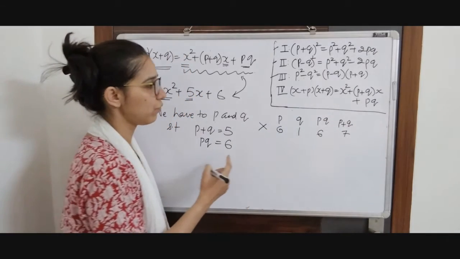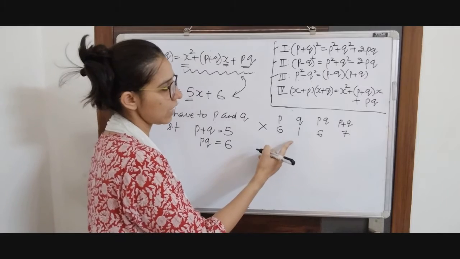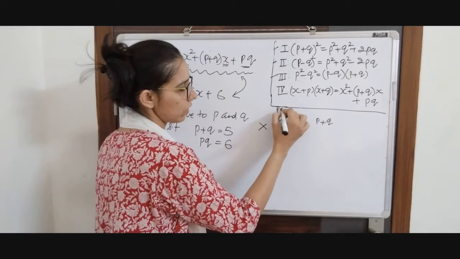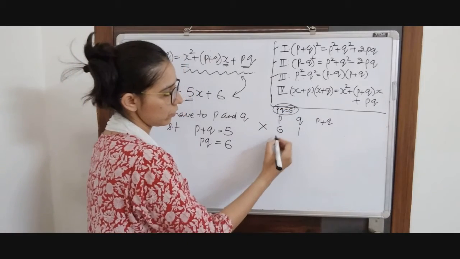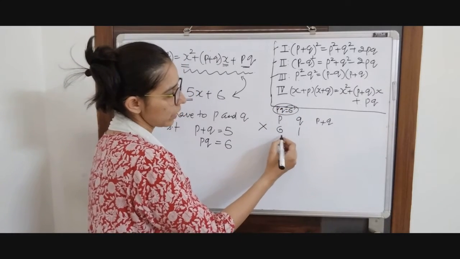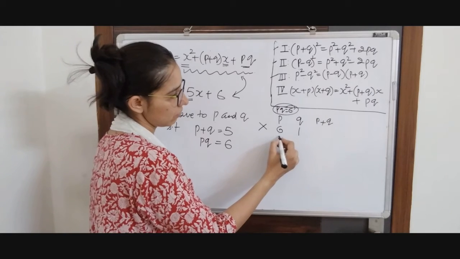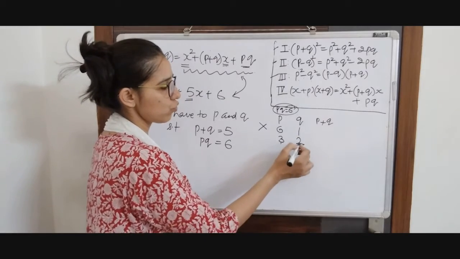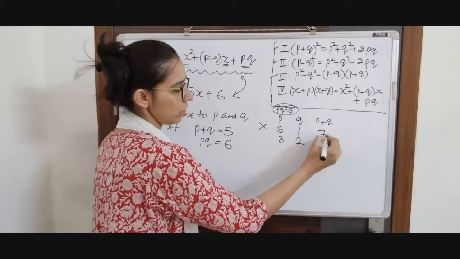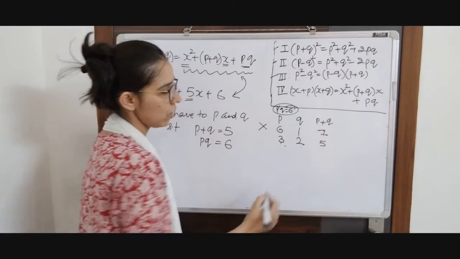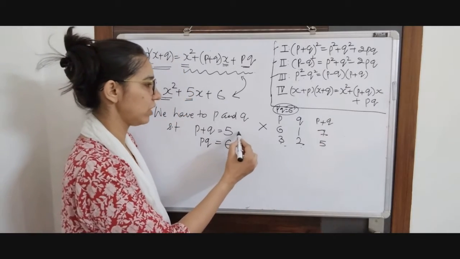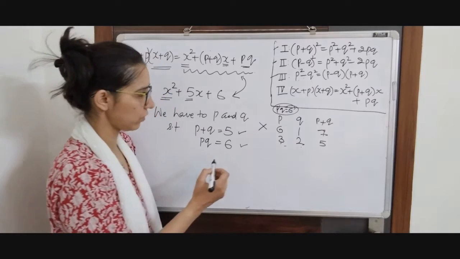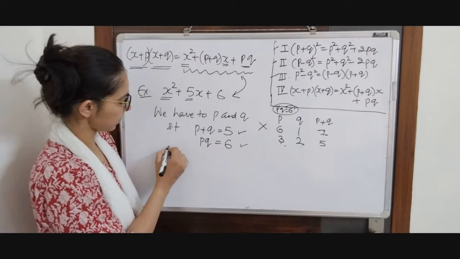Next, what numbers do we have to take such that pq is 6? Suppose we are taking 3 and 2. 3 into 2 is 6, and what is 3 plus 2? It is going to be 5. So we can take these numbers because p plus q is satisfying, which is equal to 5, and pq is also 6.